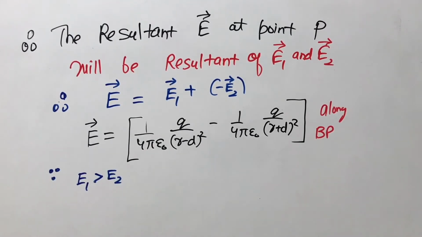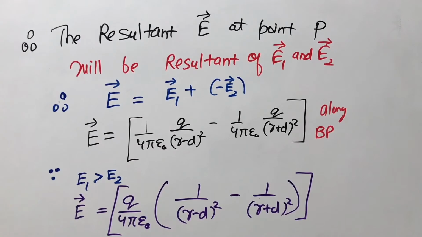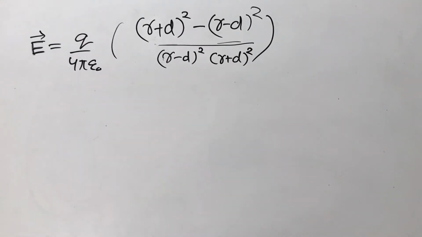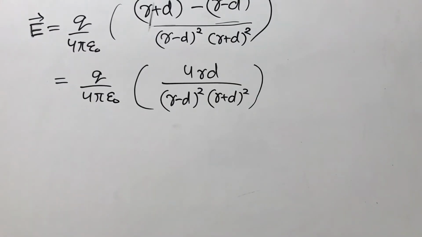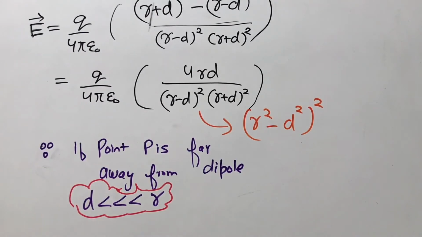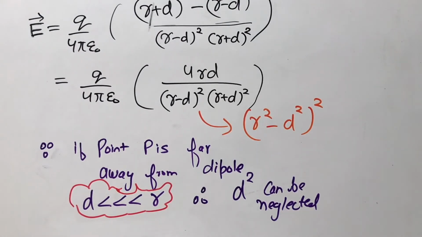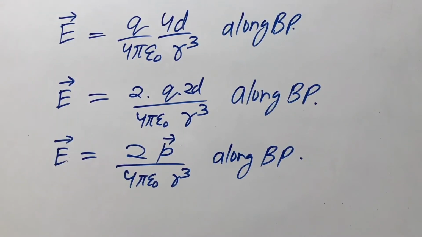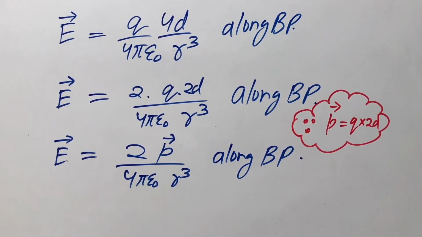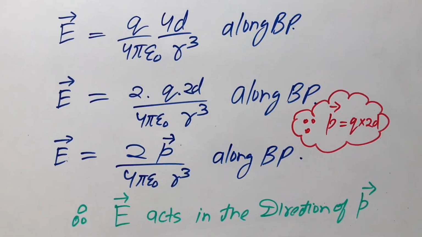After evaluation, we will find this expression, and we know that for a dipole D is very small compared to R. That is, point P is very far away from the dipole. Therefore, D square can be neglected, and the electric field intensity at point P will be 2q2d by 4 pi epsilon naught r cube along direction BP. Since P is equal to q into 2d, just plug in the values and we'll get the electric field intensity, and we can clearly see that the electric field due to a dipole acts in the direction of the dipole moment.